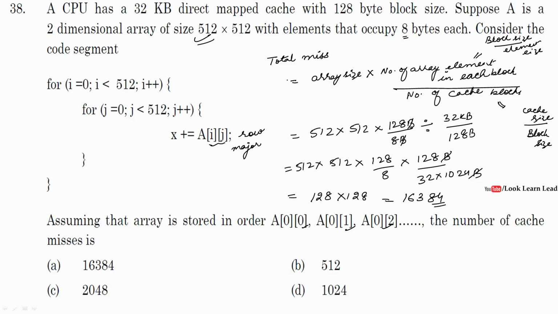So see, the total miss is array size into the number of array elements in each block upon the number of cache blocks. This is a formula. The number of array elements in each block is just block size upon element size, and the number of cache blocks is cache size upon block size. So this is a formula. You can solve it like this. Next question. A is the answer.